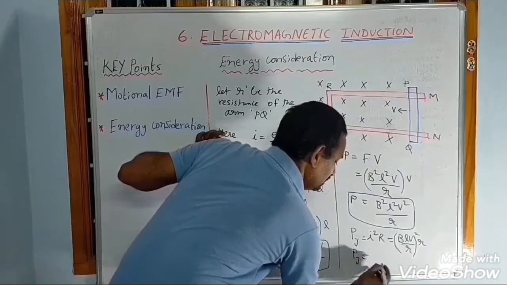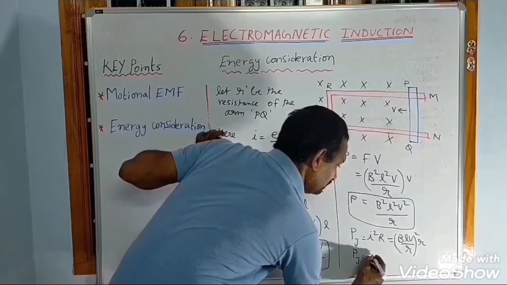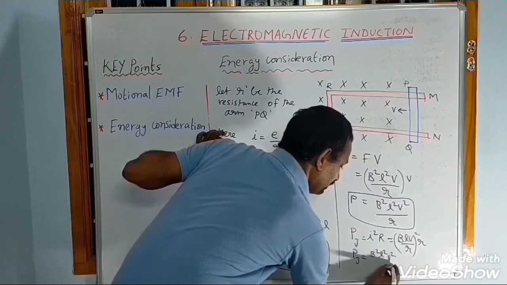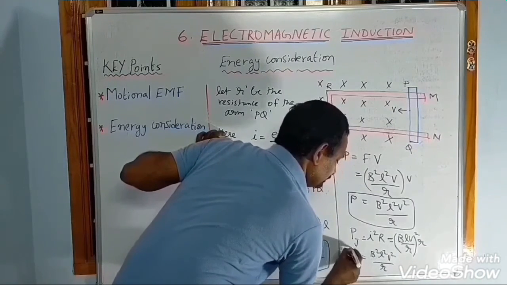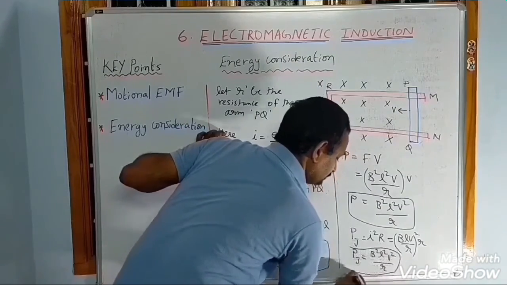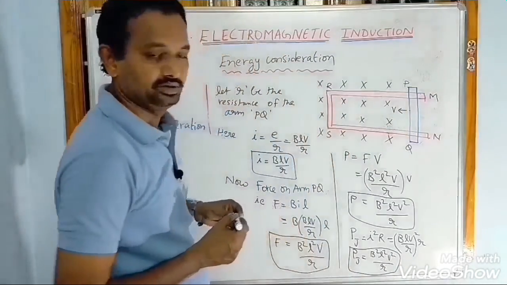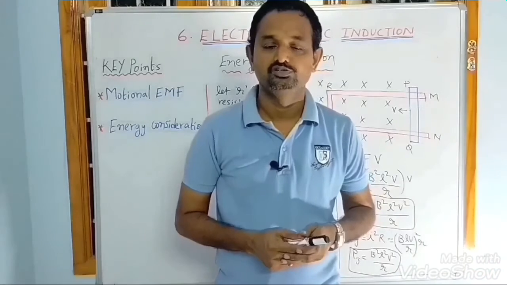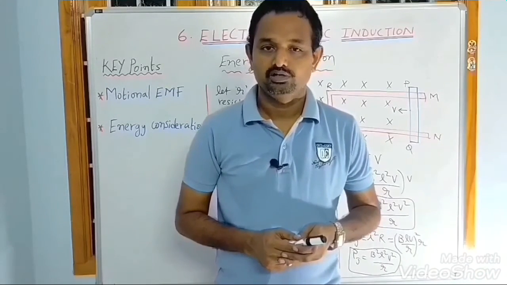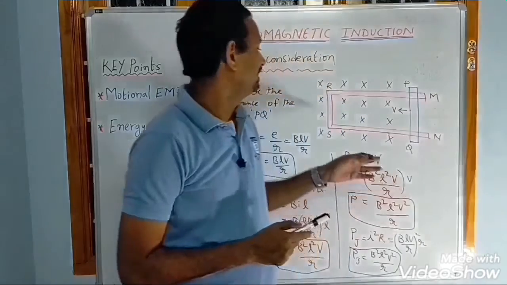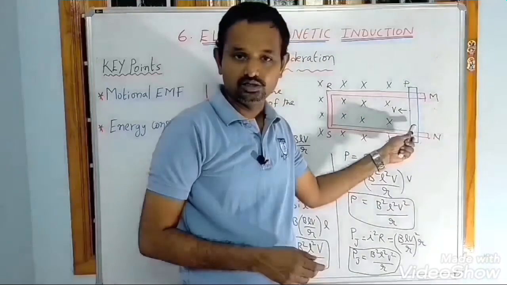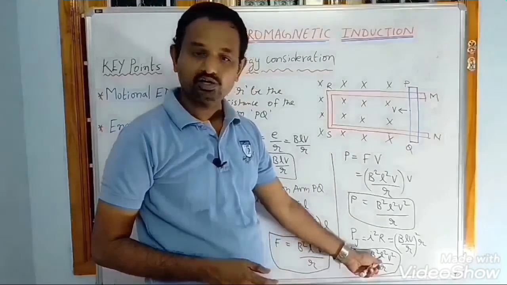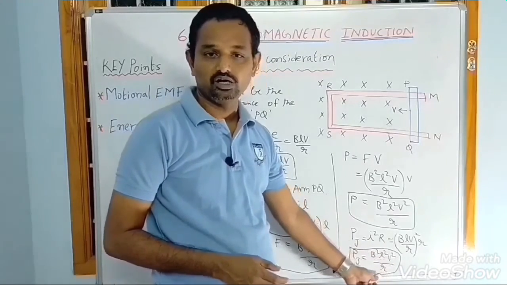So we get power equal to B square L square V square by R. Here mechanical energy is dissipated into heat energy, that is joule heat. So the power required to completely pull this coil from the magnetic field is P equal to B square L square V square by R.